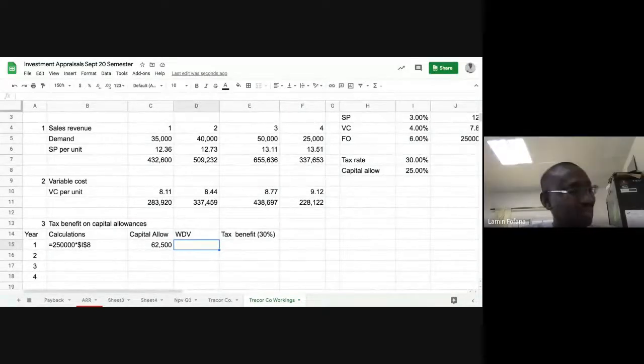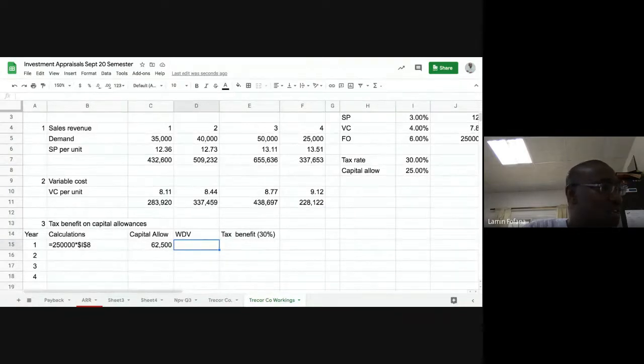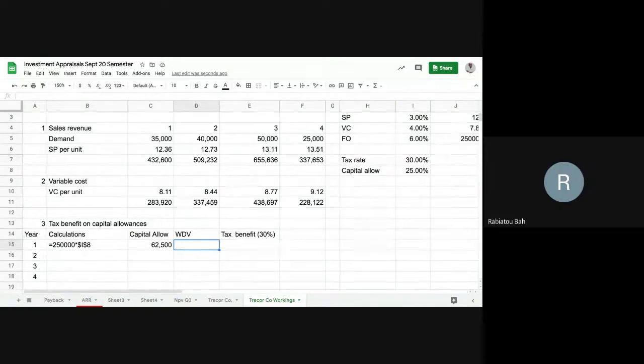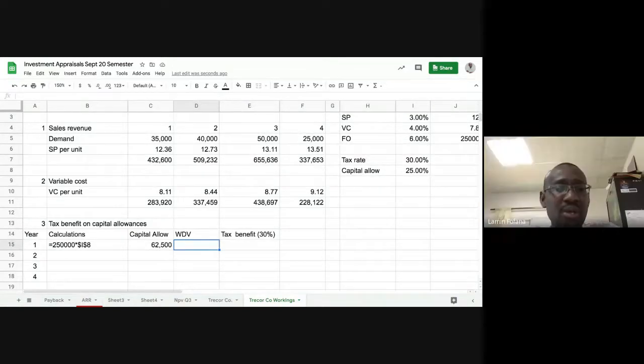It's 16 hours. If you read the question, it says that the machine will cost 250,000. So that's your asset, that's your PPE. Is that clear? Yes, it is. Thank you. Okay.